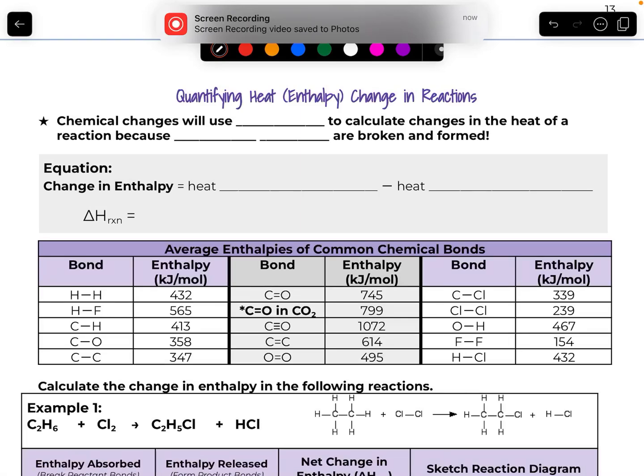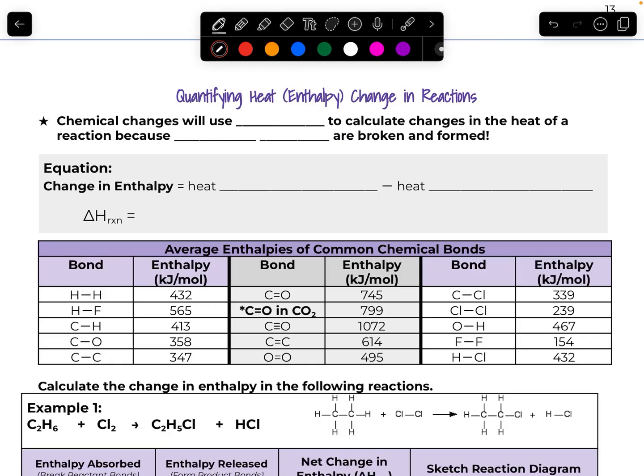Okay, hi. Last topic of Unit 6. Yes. Quantifying heat change in reactions, or enthalpy of reaction. So, in chemical changes, we'll use enthalpy as our form of heat that we use to calculate heat of reaction because our chemical bonds are broken and formed. And we said that anytime we're disrupting forces of attraction, whether it be chemical bonds or intermolecular forces, we have to deal with enthalpy.